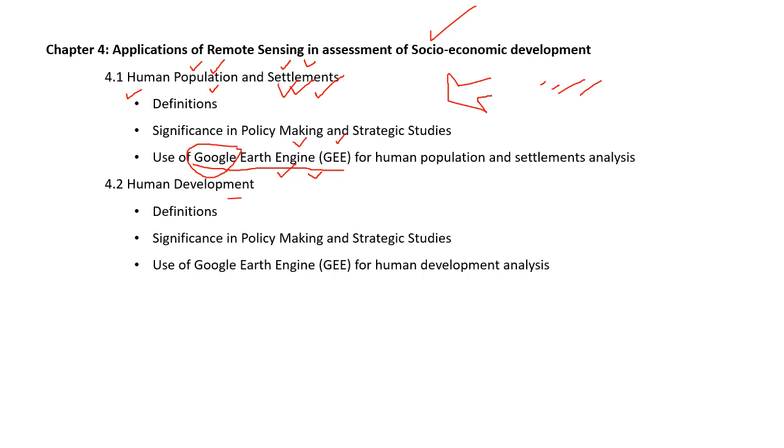Then we will talk about human development also. In my previous lectures, many participants asked me if there is any way to study human development with the help of remote sensing. Yes, there is a way. As we know, during night time there is light, the night light. Satellites detect that night light, and where night light is more, the development is more. So we can use the night light as a proxy to measure human development.